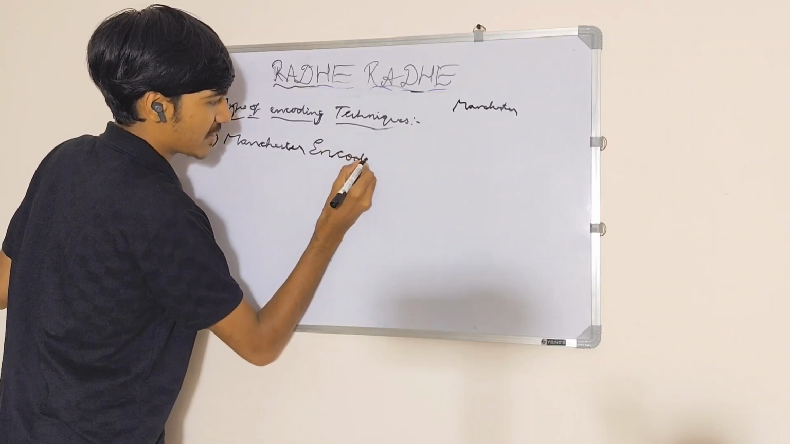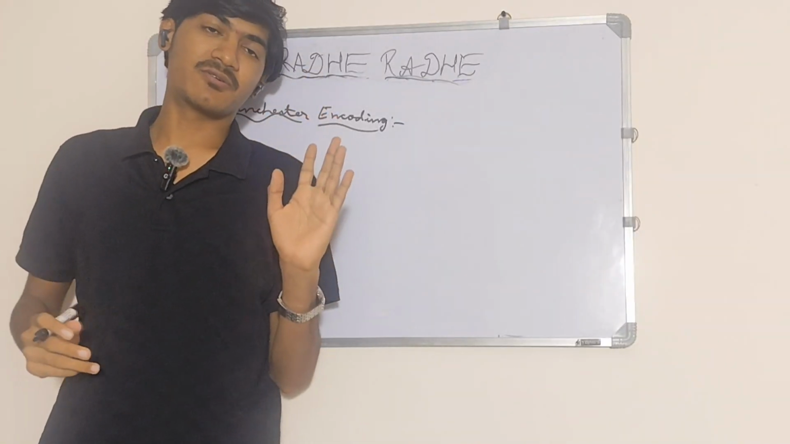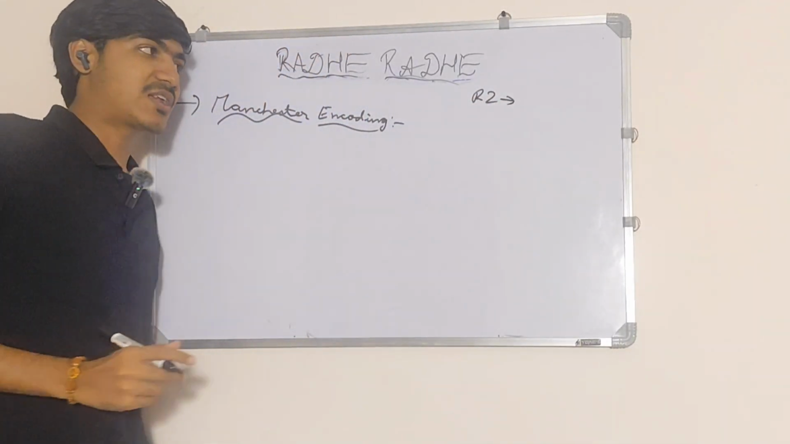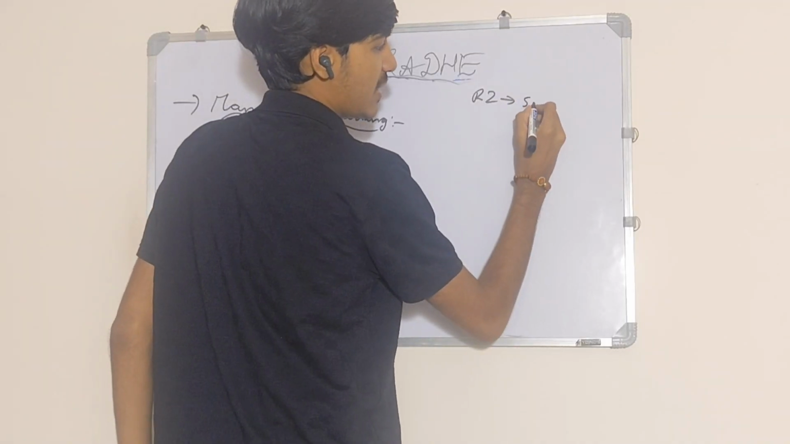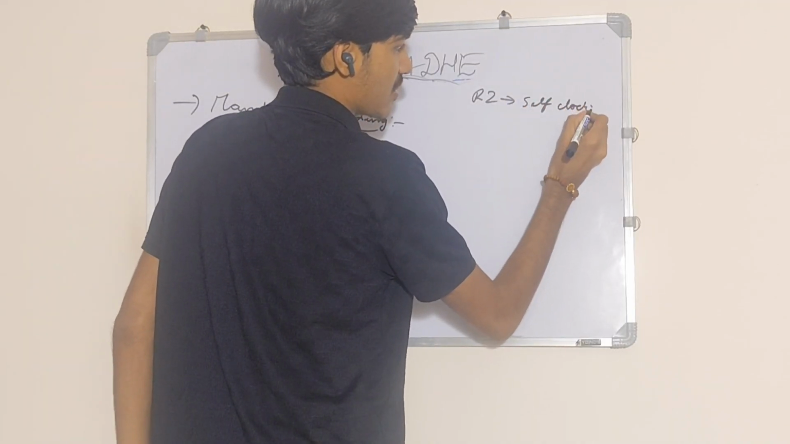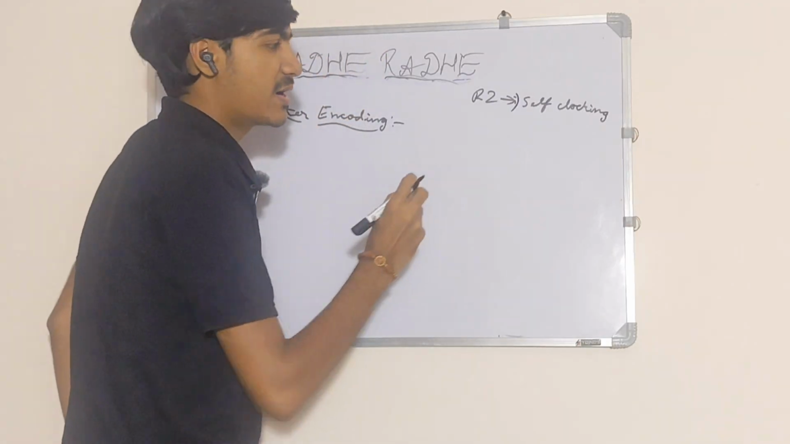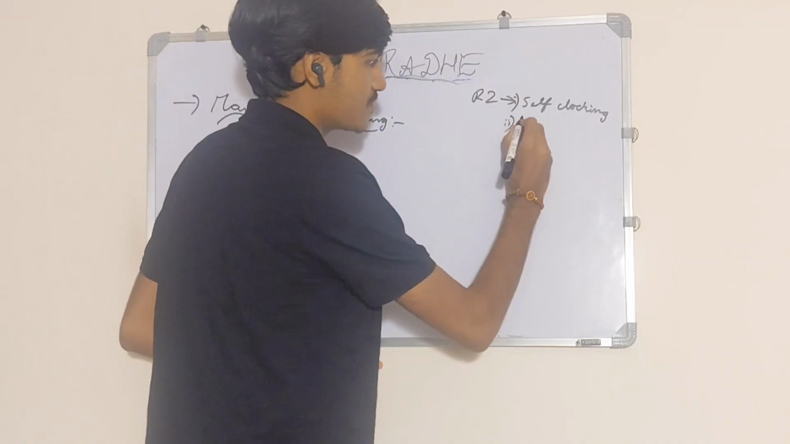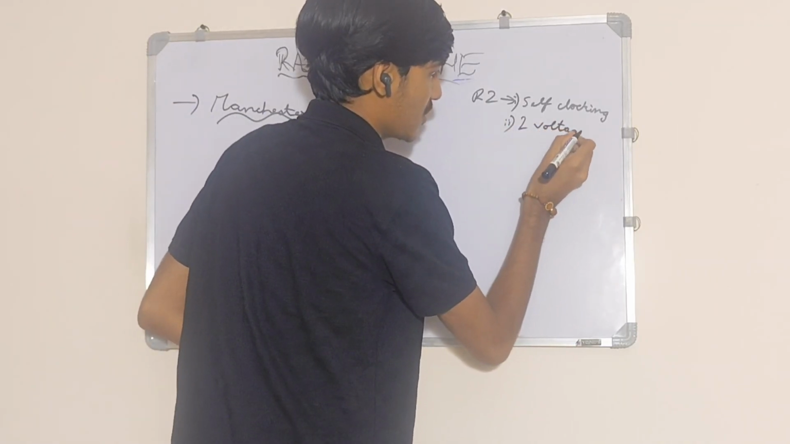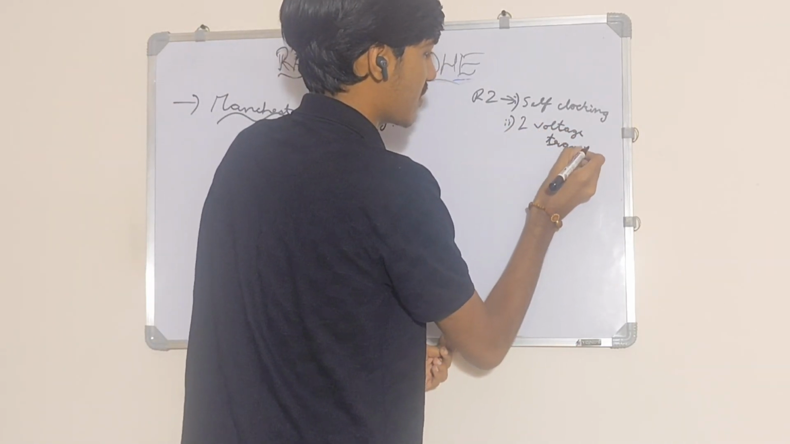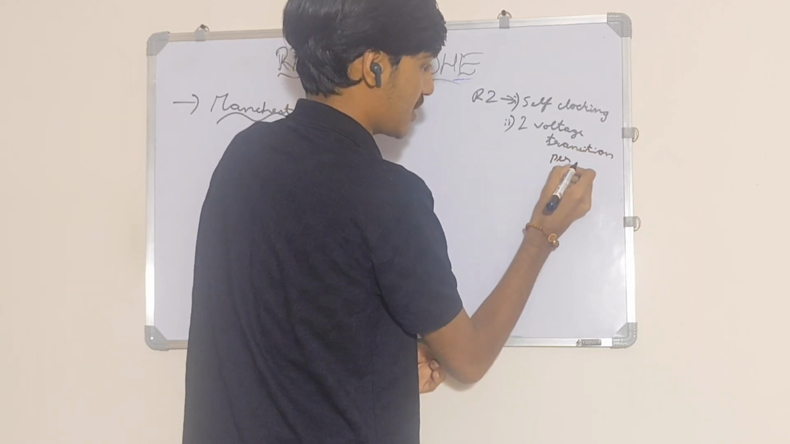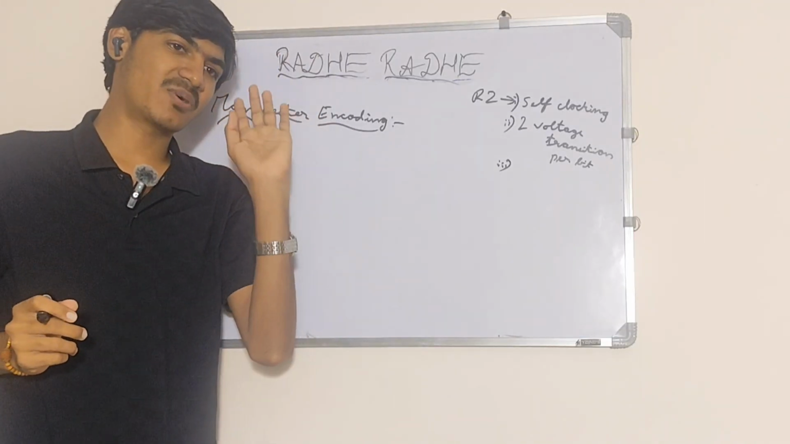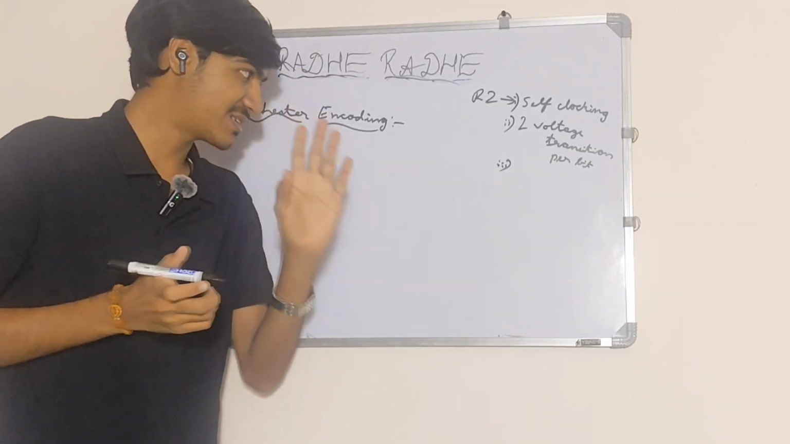Manchester encoding. I explained to you the RZ level scheme, the return to zero level scheme. There is a problem of self-clocking, and it is also wasting 2 voltage transitions per bit, correct? 2 voltage transitions per bit, and it has the DC component problem. I explained to you what the DC component is, the average of the voltage values, correct?